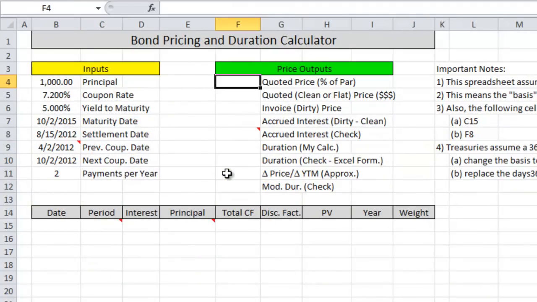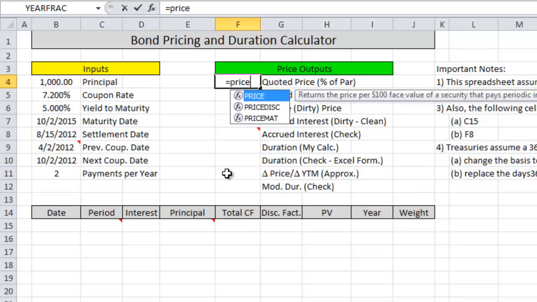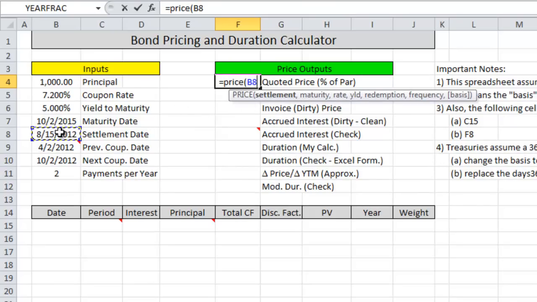So over here you can do quoted price. All you have to do is type in price, and it asks for some inputs. First thing it needs is the settlement date. That's the date on which you are buying or selling the bond. It needs the maturity date. It needs the rate, which is the coupon rate. It needs the yield to maturity. It needs to know the redemption amount.